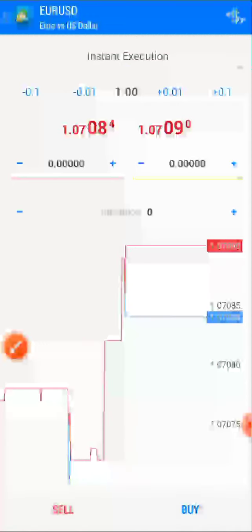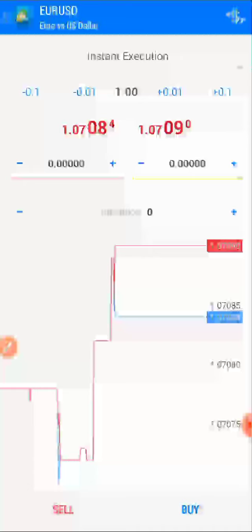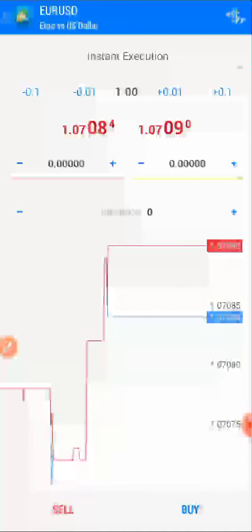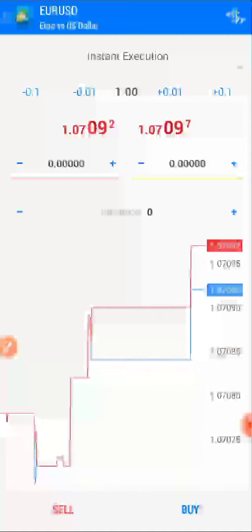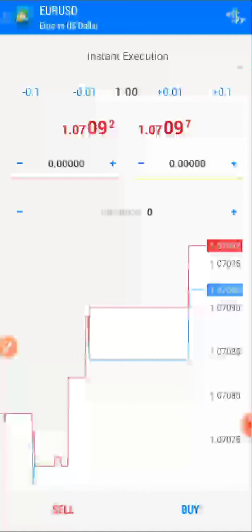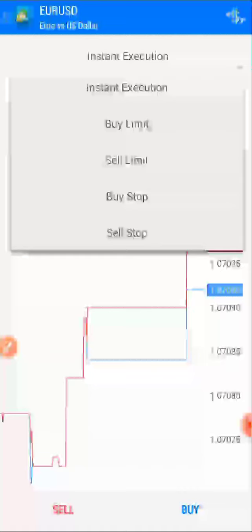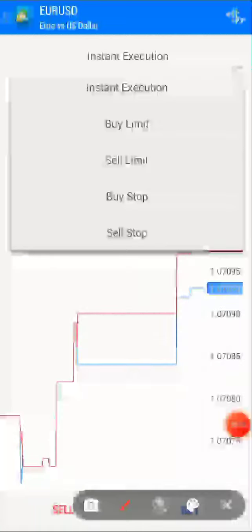But when you are asked to place a buy limit order, remember I told you the price is higher than what you want, but you want it to come lower. That is when you use a buy limit order. This is buy limit here, as you can see.